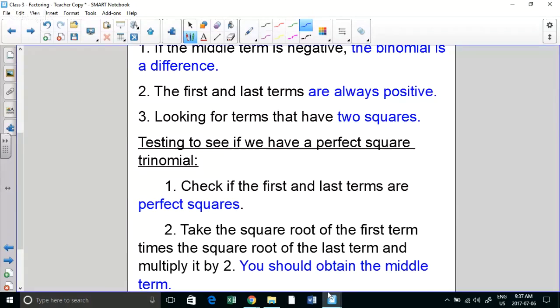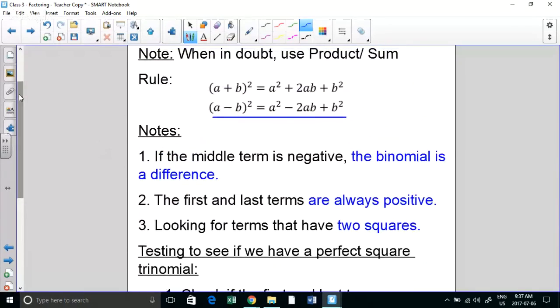Miss, what's a perfect square? Perfect squares were these ones? Yeah. These things here. Remember the ones we did yesterday where it looks like this?